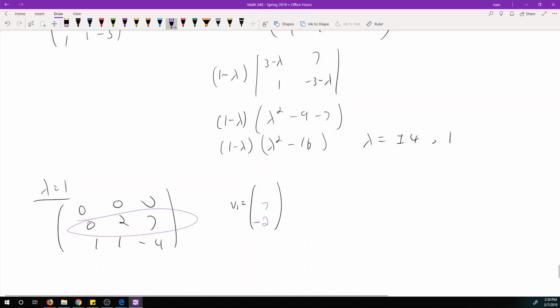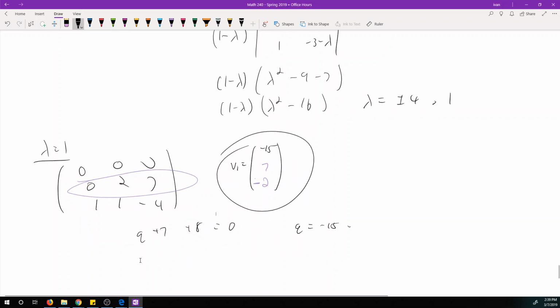Okay, and then that makes that row 0, right? Because it doesn't matter what this entry is. And then now we have to look at the last row, right? So if that's q, we get q plus 7 plus 8 is equal to 0. So it looks like q is equal to negative 15. All right, so that's one of the eigenvectors.